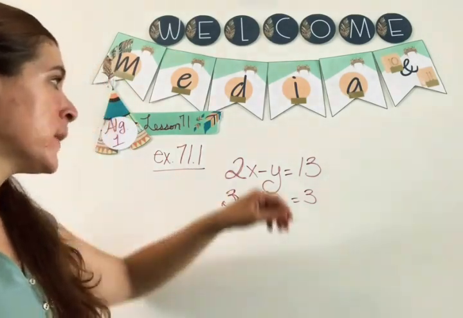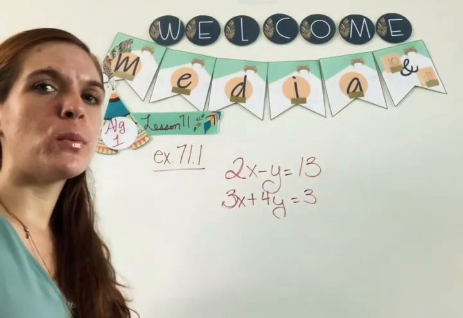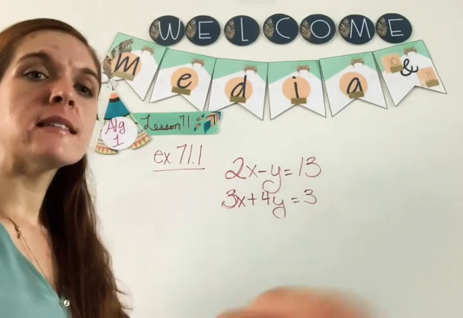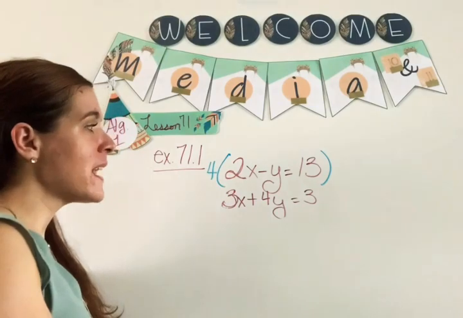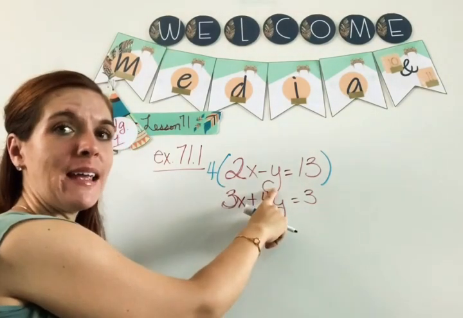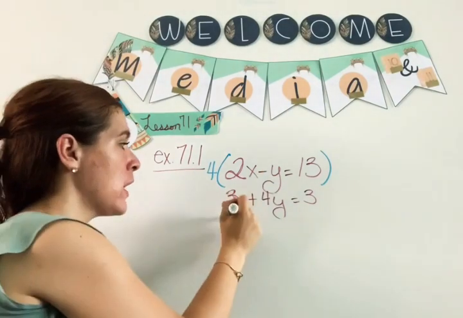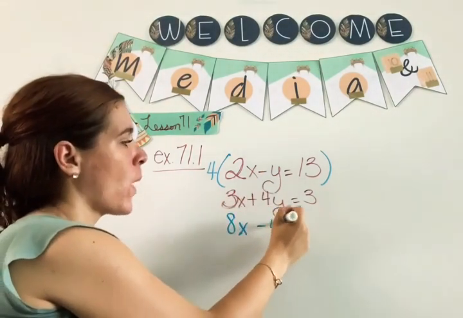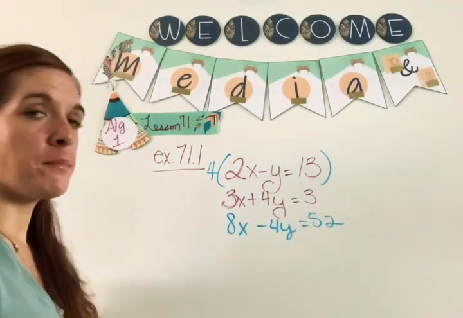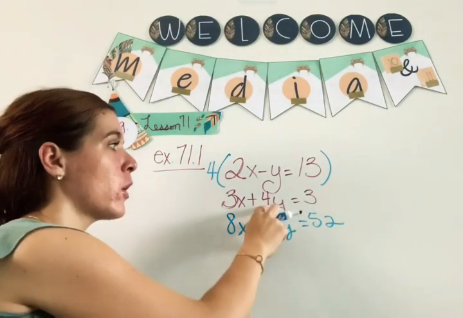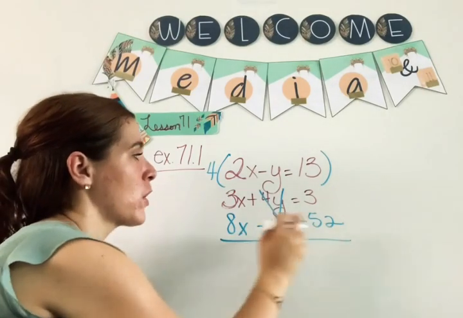Like for example, look right here. You have a negative y and a positive 4y. What would be super easy to do, and this is why I love it so much, is that you can take this equation and multiply it by 4. That's going to make this y a negative 4y, and you can eliminate it with a positive 4y. Like I'll show you. You do 8x minus 4y, I'm just multiplying it, putting it down here, equals 52. So then you eliminate it: 4y minus 4y, gone. So then you add the other things.